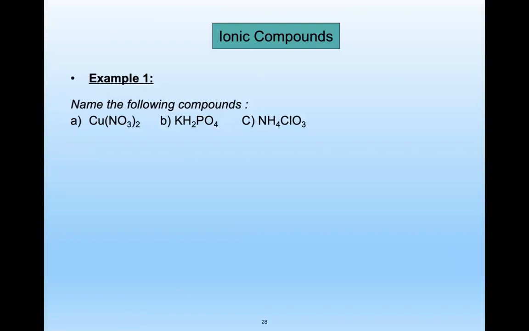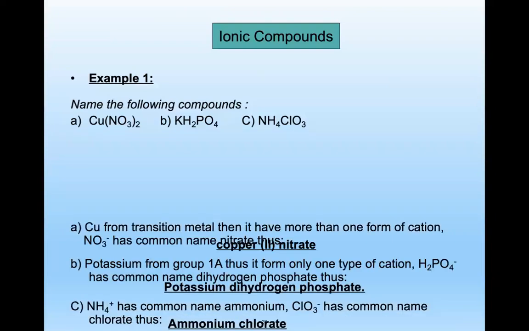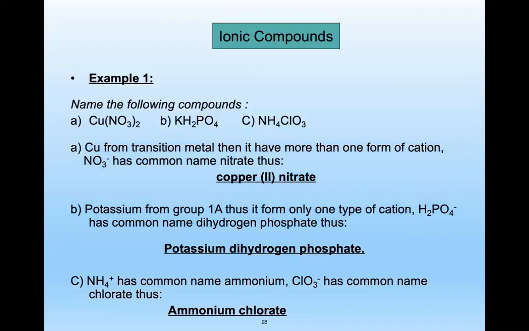Now you can practice to name the compounds. Now I can hear you. What's the first one? Copper, right? And nitrate, right? So it will be copper nitrate, and it is 2. It means copper, when it is 2, copper 2 nitrate. What about this one? Potassium dihydrogen phosphate.